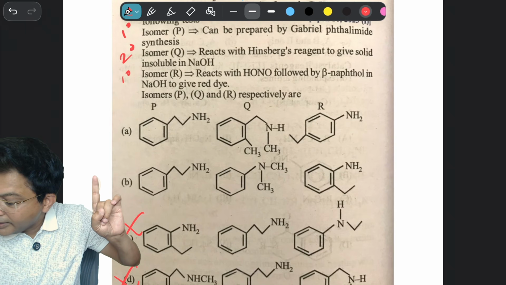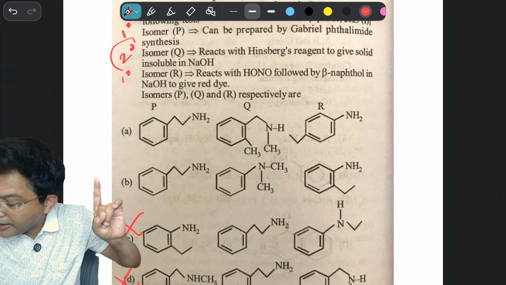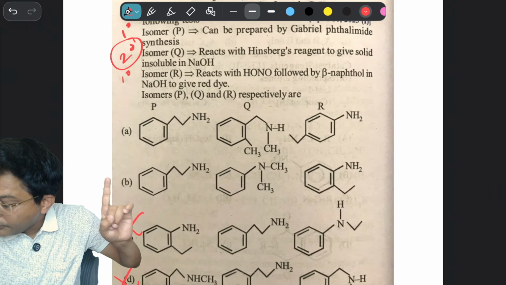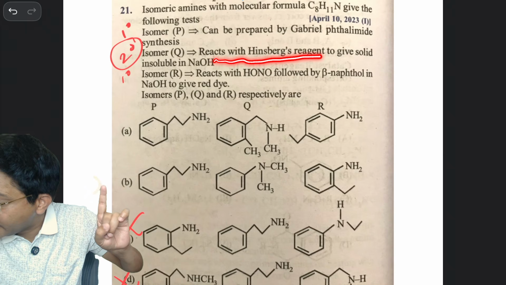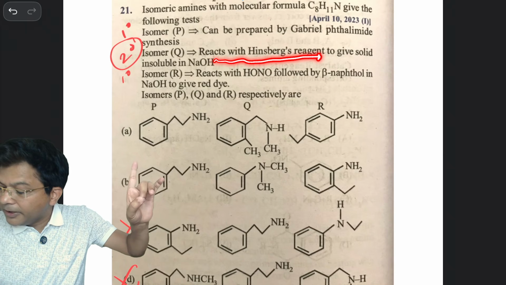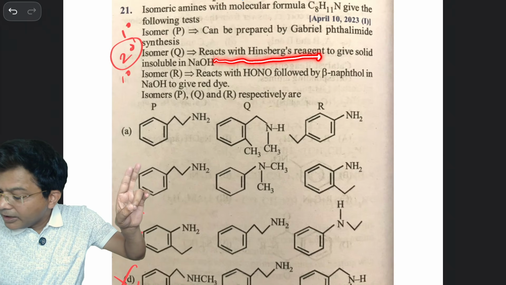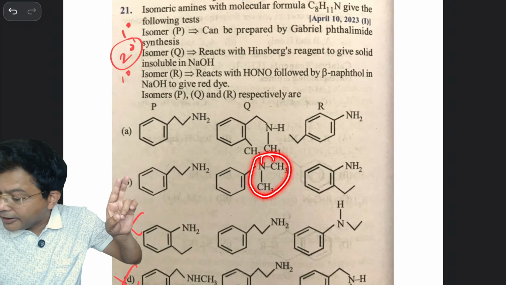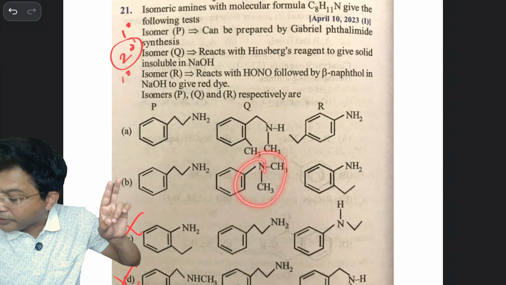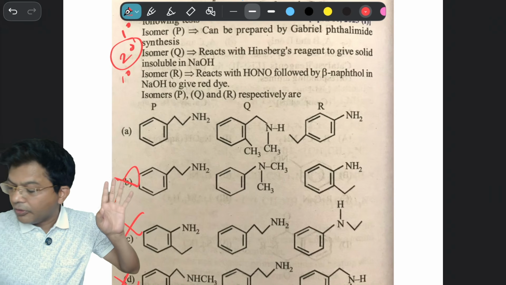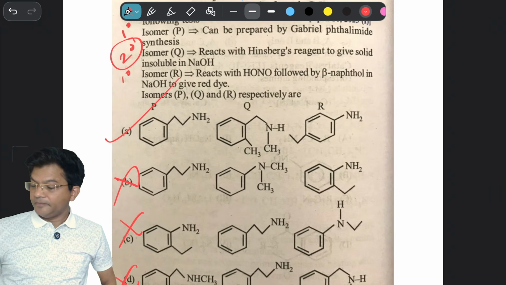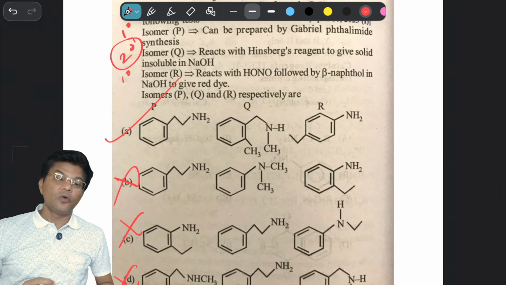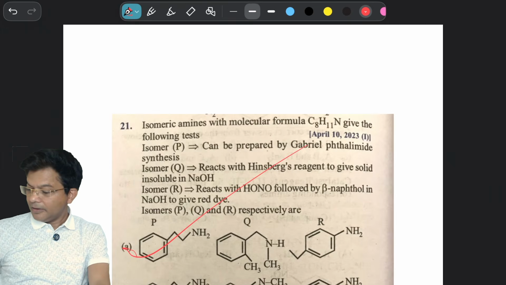Now see what they are writing for Q. They are writing that Q reacts with Hinsberg reagent. So that means it should be 2 degree amine. But you see here they have given 3 degree, so this is not possible. This is also gone. Only one option is left, that is A. Let me check it out. What I have done, am I right, or do I have to solve it once again?